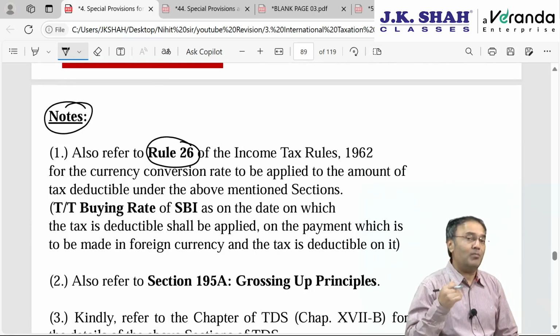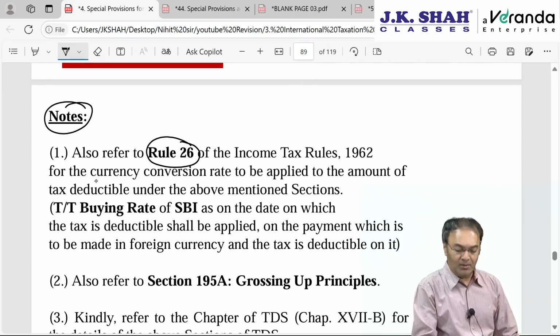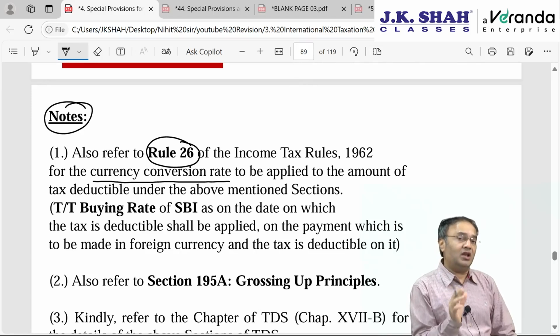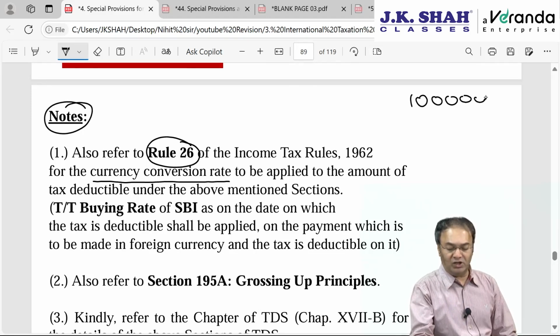In case you are making payment to any non-resident in foreign currency, then currency conversion applies. You are paying $1 lakh to some non-resident and the rate of TDS is 20%. So out of the $1 lakh which you are paying, you are supposed to deduct TDS at the rate of 20%, which amounts to $20,000.